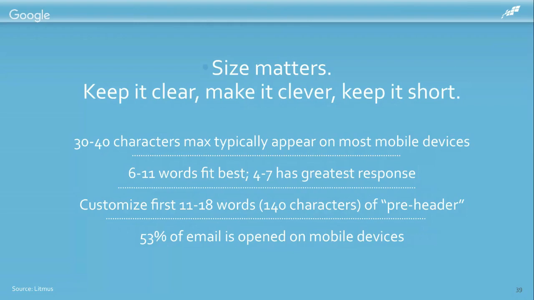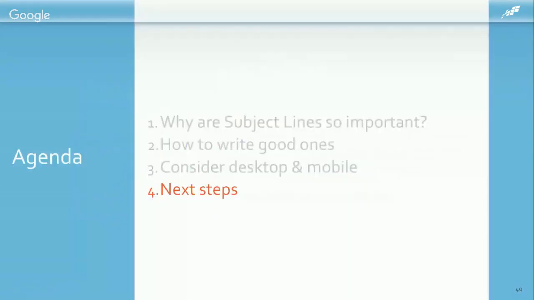Customize those first 11 to 18 words. The 140 characters are about a tweet worth of pre-header. And remember that 53%, more than half of email, is opened on mobile devices. Think about that content, and that pre-header text in particular is a killer tip to make sure that your messages are seen and delivered appropriately.